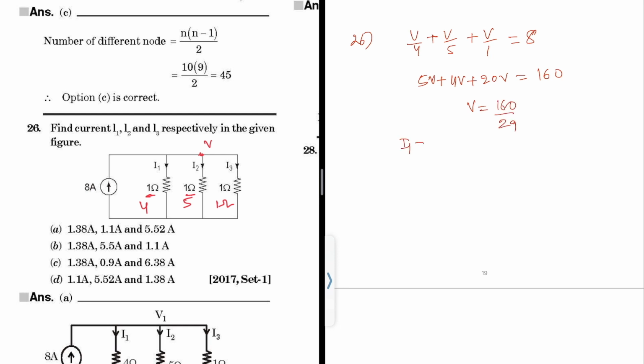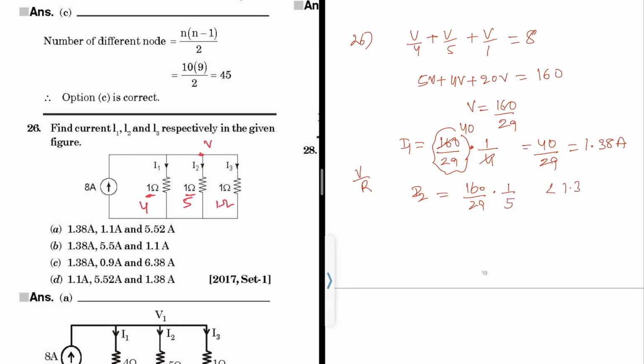So I1 equal to 160 by 29 into 1 by 4. In general, I equal to V by R, right? So this is the voltage divided by resistance 4. So 40 by 29. So it will be 1.38 ampere, I think. Okay. So I2 equal to 160 by 29 into 1 by 5. So it will be less than 1.38. So you can see options A and C are more suitable.